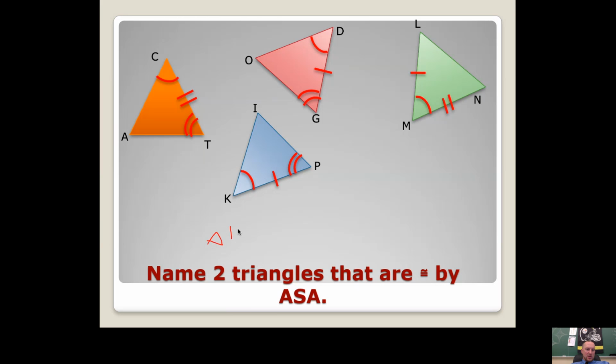We'll name that triangle KIP. And that's going to be congruent to this triangle up here. That would be triangle DOG. Just watch the order. K goes with D.